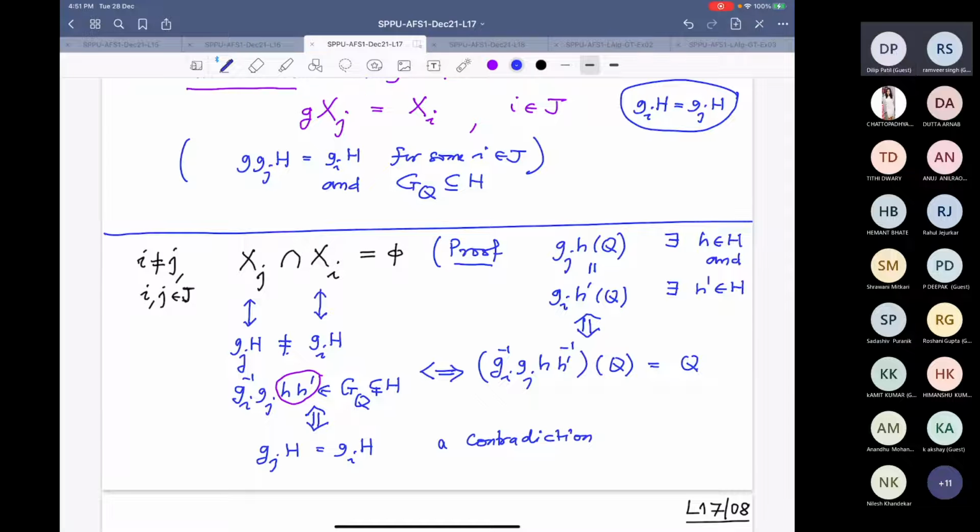Because they are different cosets. Now is that clear? Roshni, was that your proof? Yes, sir.